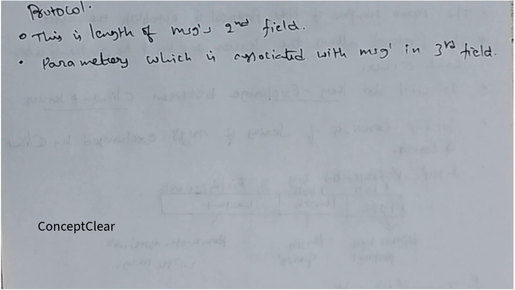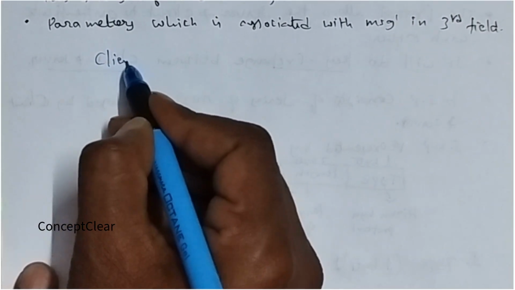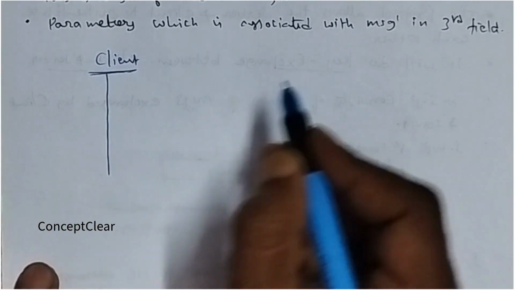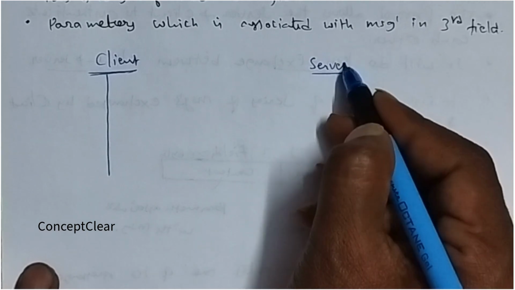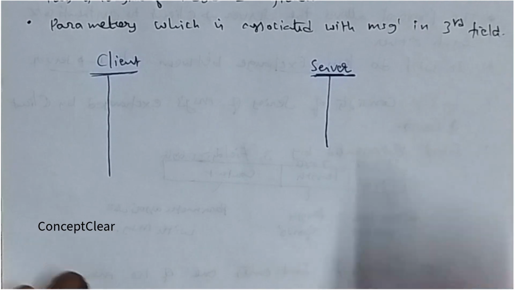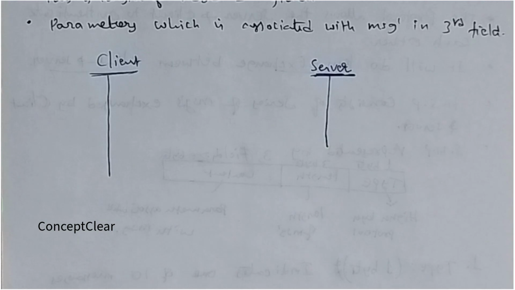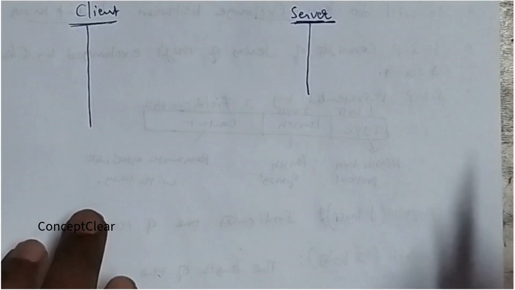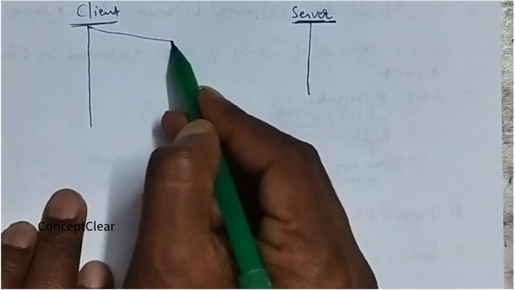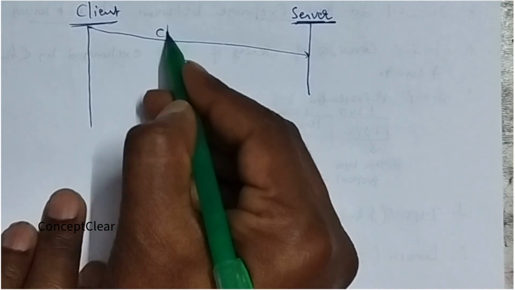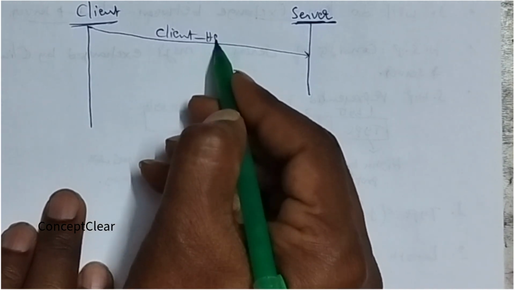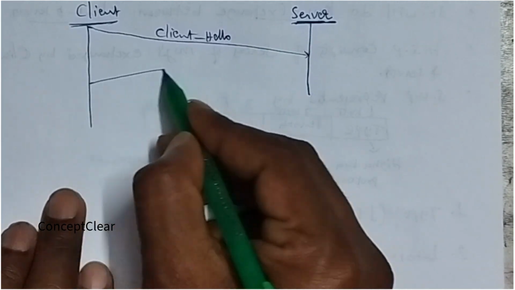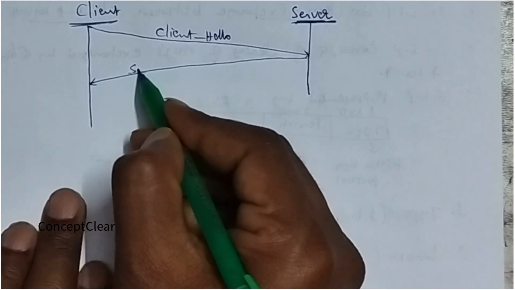In the third field, we have a diagram of the client and server relationship. First we take the client, and we take the server. The handshake protocol contains four phases in total. After drawing this diagram, I will explain. First, the client sends a request to the server, a message saying client hello, and after receiving the client message, the server also sends a message to the client, server hello.